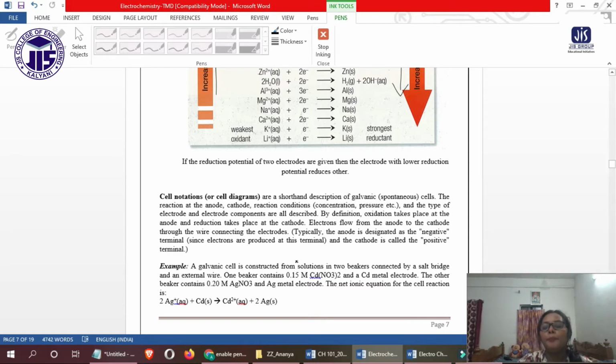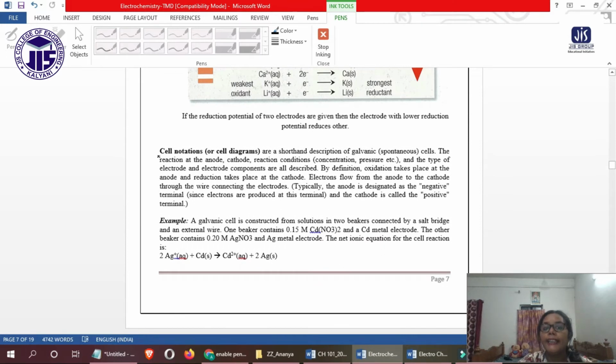Next we have seen the cell notation, very important cell notation. In your exam, you are given some description of the cell, and you have to write down the cell notation, right? For example, here a galvanic cell is constructed where cadmium nitrate and cadmium metal are there. One is a cadmium electrode and one is a silver electrode. Silver nitrate and silver solutions are there.